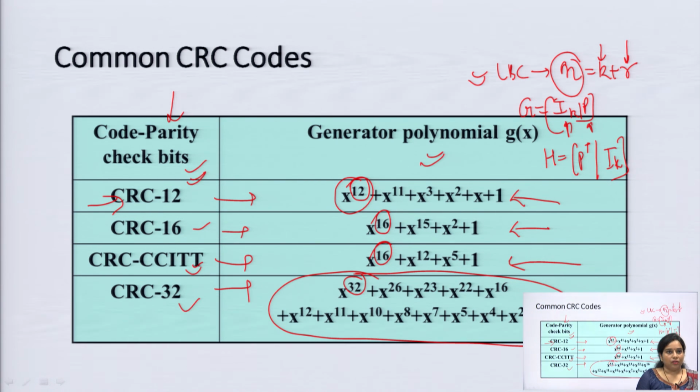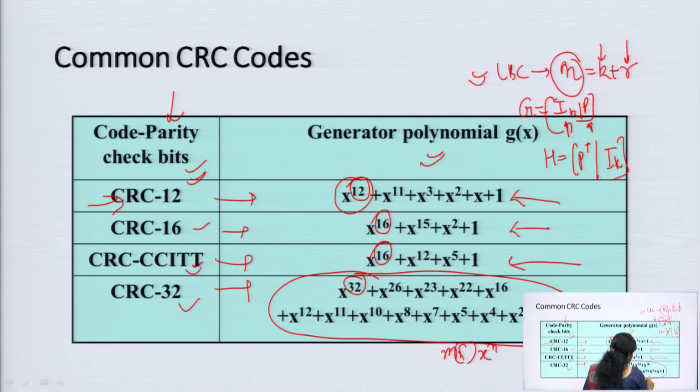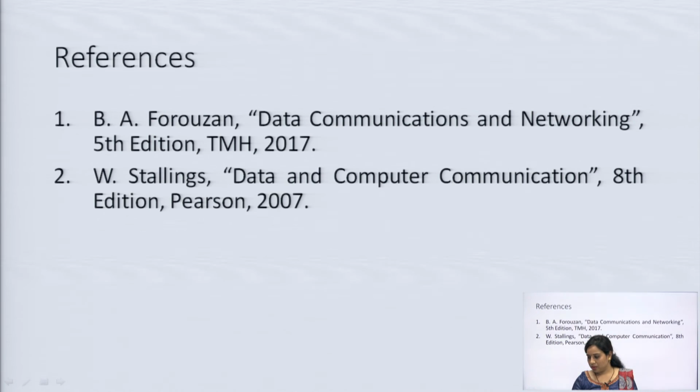Another very important point that you have to consider is that whenever you divide the message m(x) multiplied by x to the power n minus k by the generator polynomial g(x), you get a valid polynomial, and if the remainder is equal to 0, then you can say that no error has taken place. So, this is about the CRC coding.